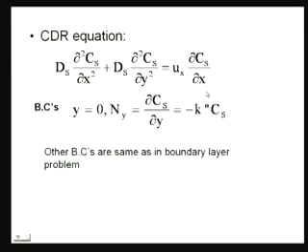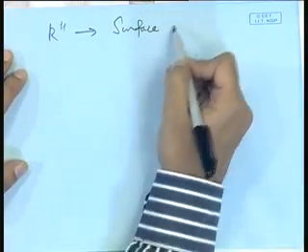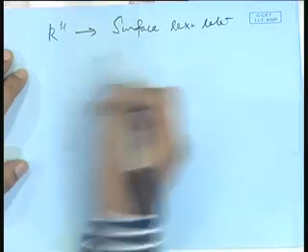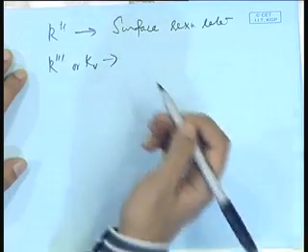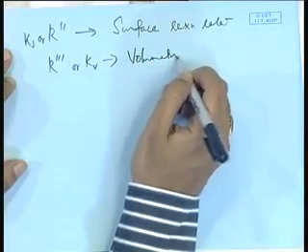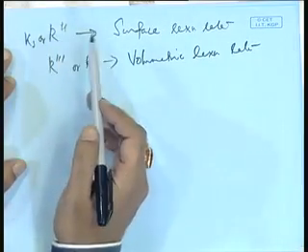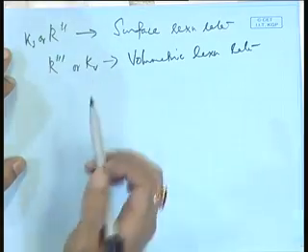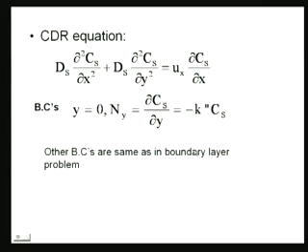Now, why do I use k double prime? Rate at the surface. k double prime is typically used for surface reaction rate, and k triple prime or kv is used for a volumetric reaction rate. So this double prime corresponds to 2D and triple prime corresponds to 3D. The other boundary conditions are the same as the boundary layer problem.